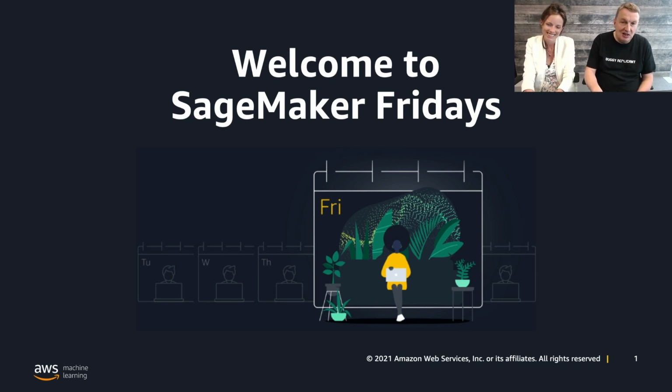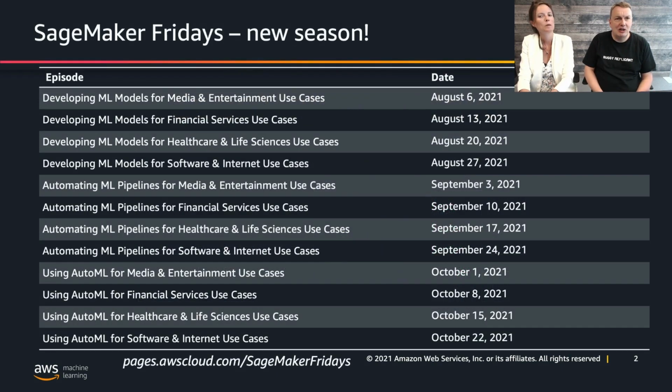So in this new season, we actually have 3 parts. The first part is about building high quality models. We look at things like data prep, feature stores, bias analysis, etc. And today we're going to look at a financial services use case, fraud detection. We'll talk about that in a few minutes.